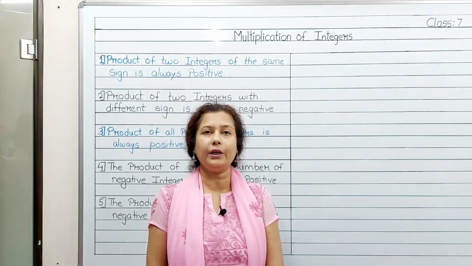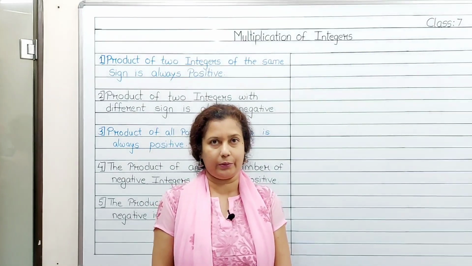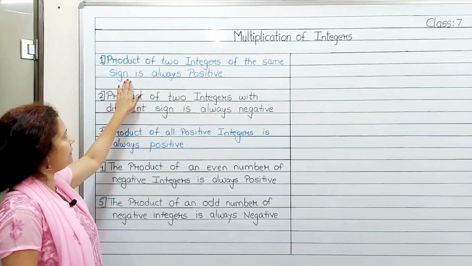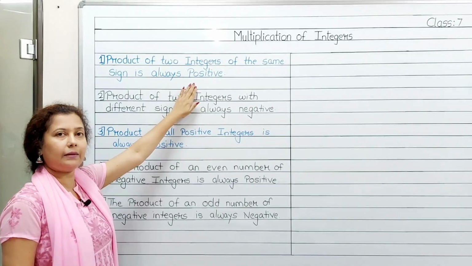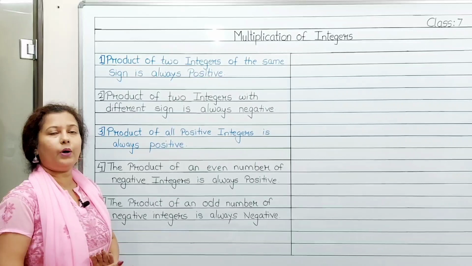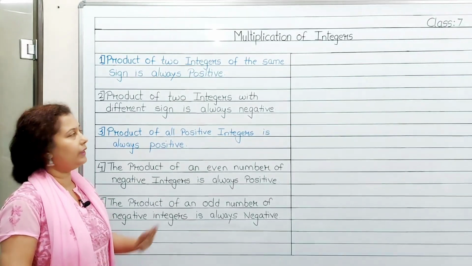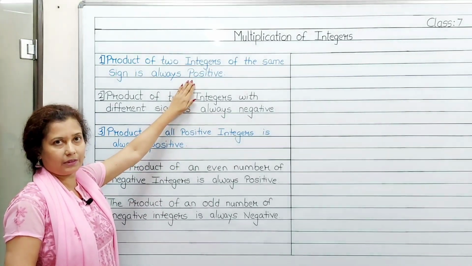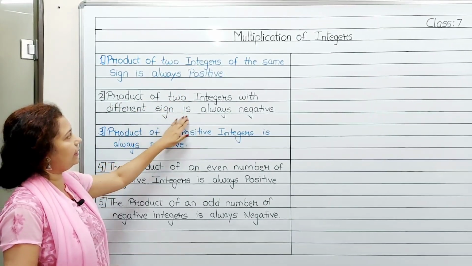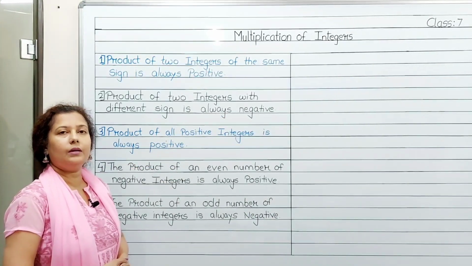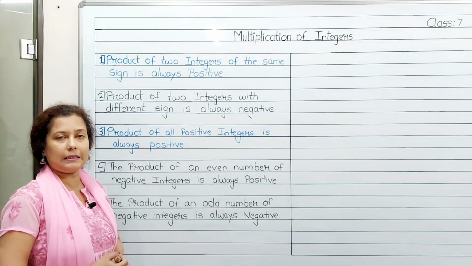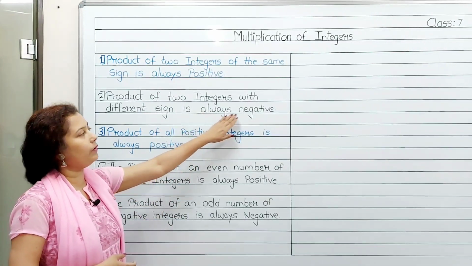Now we will revise the important points which we have learned in this video. First point, we have learned that the product of two integers of the same sign is always positive. That means when we multiply two integers which are positive or two integers which are negative, the result will be always positive. Product of two integers with different signs is always negative. When we multiply two integers out of which one is positive and the other is negative, the product is always negative.